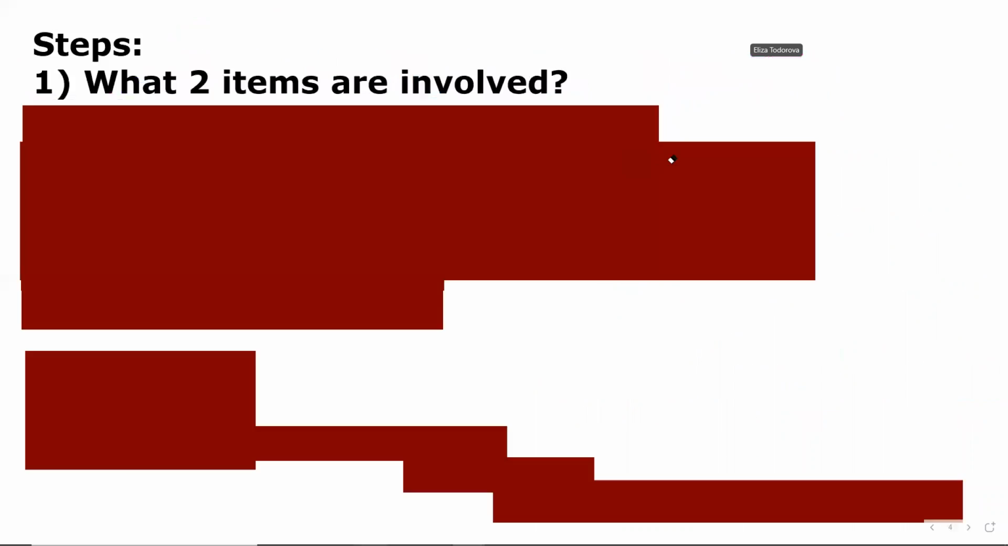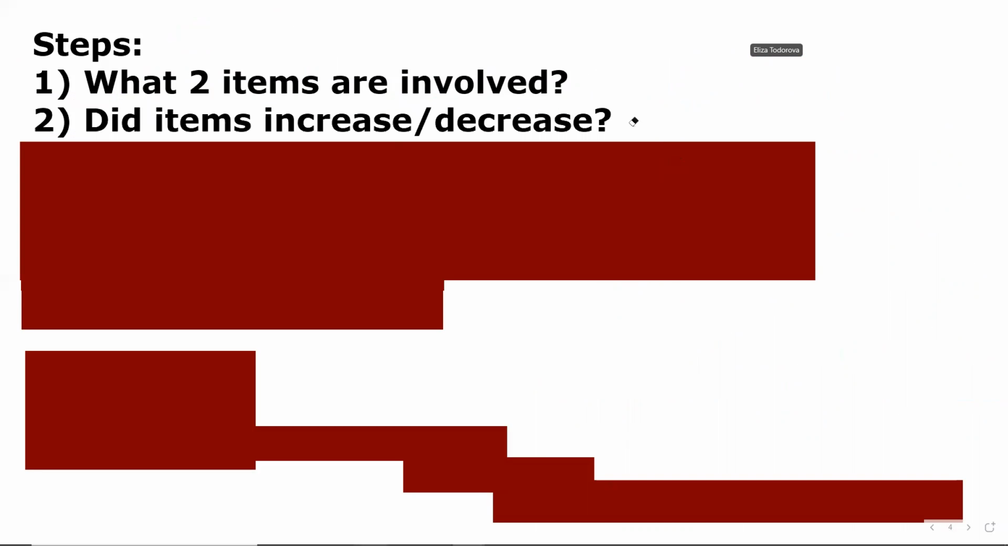Okay, so when you have to do this analysis, here are the steps that are involved. First, there are always going to be two items impacted. Remember, debits have to equal credits. So when you read a sentence, identify those two items. Step 2, identify whether those items increased or decreased.